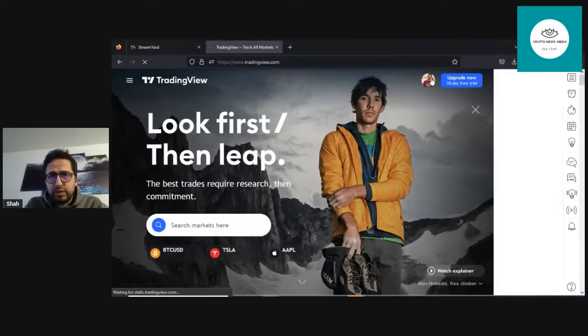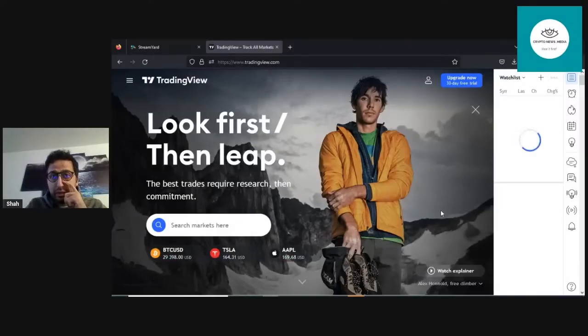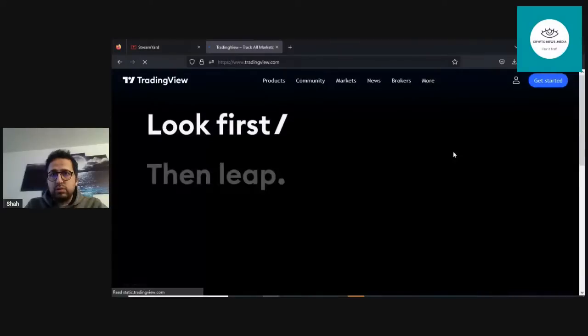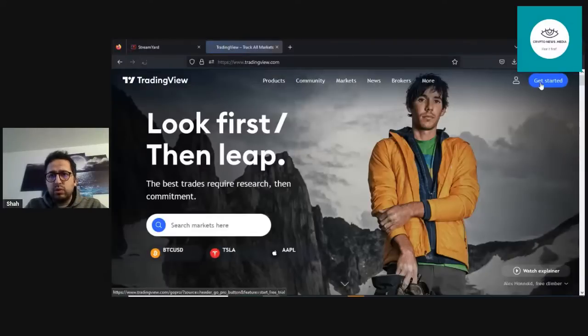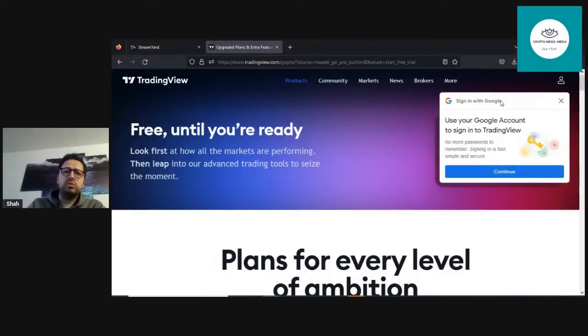Okay, let me try to sign out. I'm already signed in. Okay, so what you can do is go and click on Get Started. This is one of the most important tools out there that you can use. There are other tools as well, but this is the most popular one. And as it is very popular, everything has been built around it.